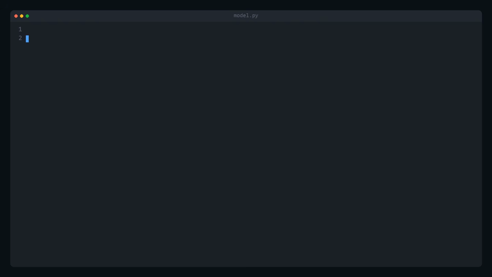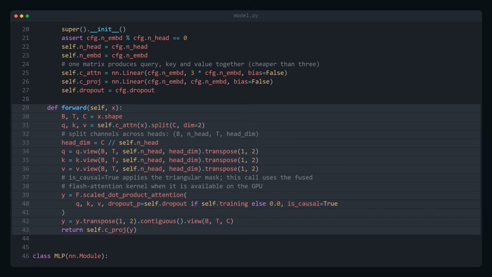Let us go through the operation step by step, without formulas on a blackboard. Every token has 3 roles. The query, what I am looking for. The key, what I represent. The value, what I hand over to whoever is interested in me. The dot product of one token's query with the keys of all previous tokens gives similarity scores.